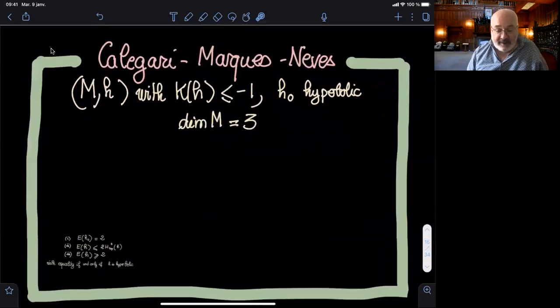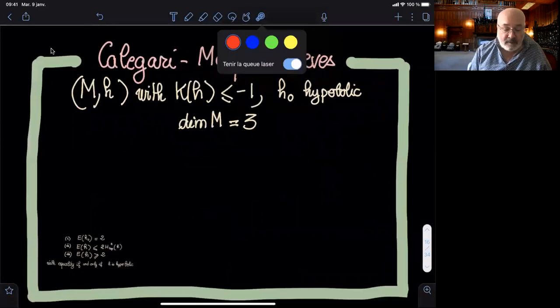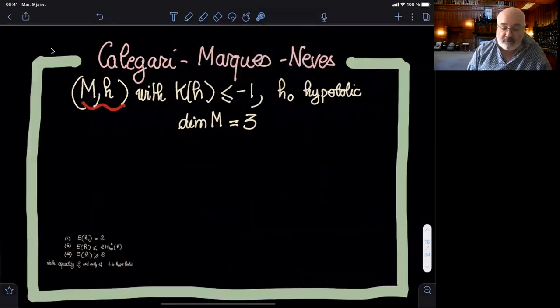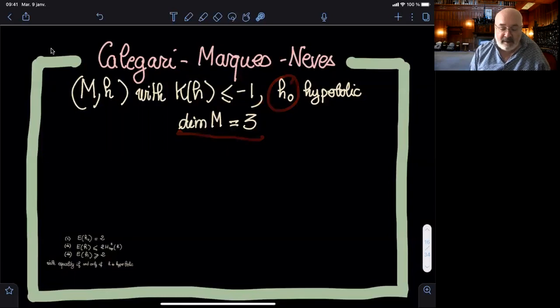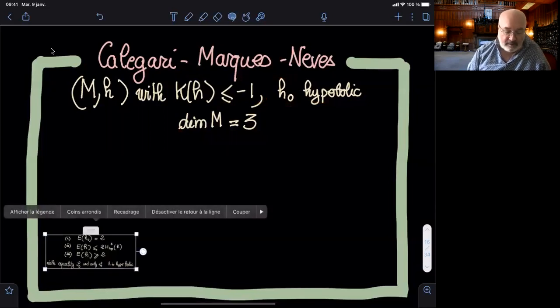And so again, here is the hypothesis. So you have a closed three manifold. It has curvature less than -1, not greater than -1. The dimension is 3. And the metric is, and then you stick to this notation that H0 is hyperbolic. Okay. So here's the result.